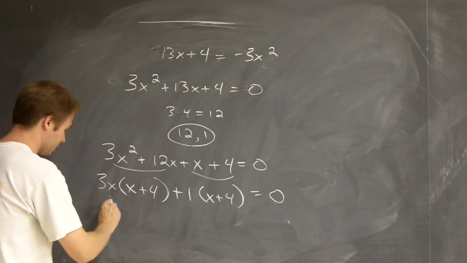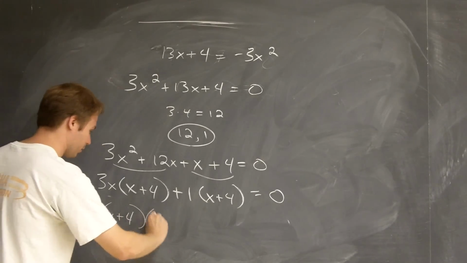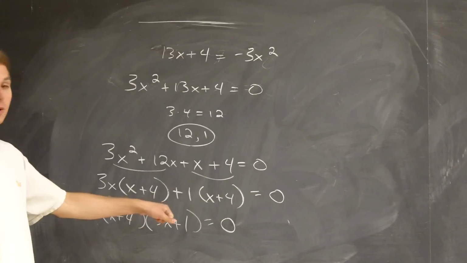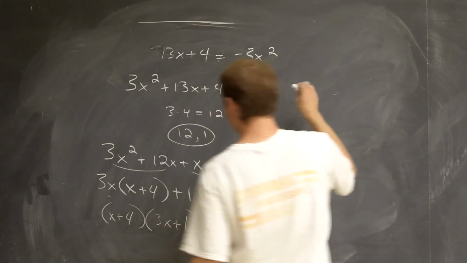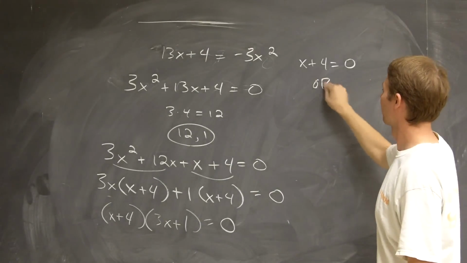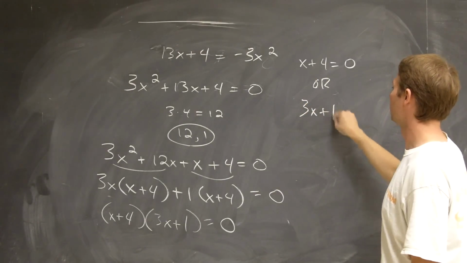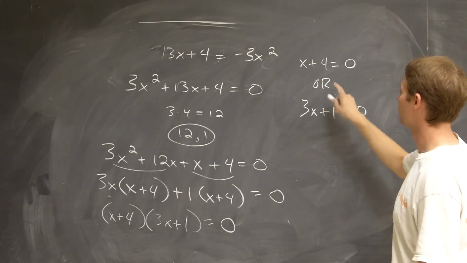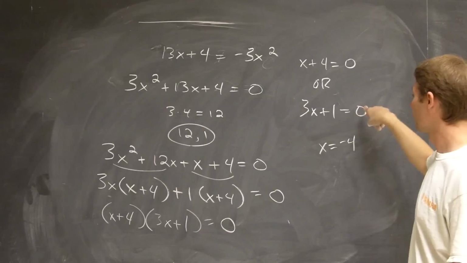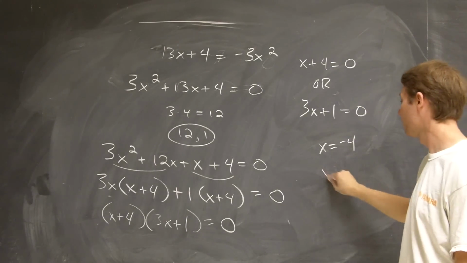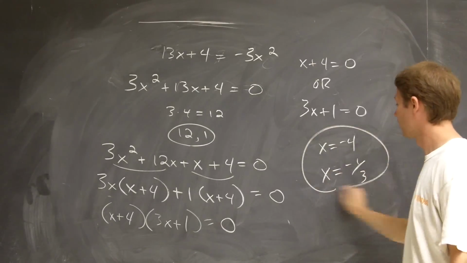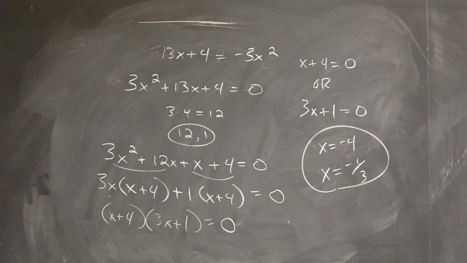So now when I factor the x plus 4 out to the front, I have 3x plus 1. So x plus 4 times 3x plus 1 is equal to 0. That means that either x plus 4 is equal to 0 or 3x plus 1 is equal to 0. So I'll get two answers here. I'll get x equals negative 4, and solving this one, subtract over the 1, divide by 3. I'll get that x equals negative 1/3. So these are my two answers for this particular problem.